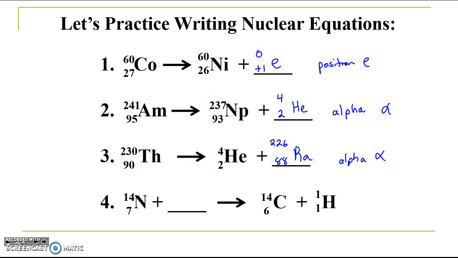here is going to be nitrogen plus something yields carbon plus a hydrogen atom. Well, this one you kind of have to think critically. 6 plus 1 is 7. 7 plus 0 is 7. So this one's actually that one that we didn't talk about. 14 plus 1 is 15. 14 plus what gives you 15? Well, it's going to be a 1. Well, on the chart, that's going to be a neutron radiation.